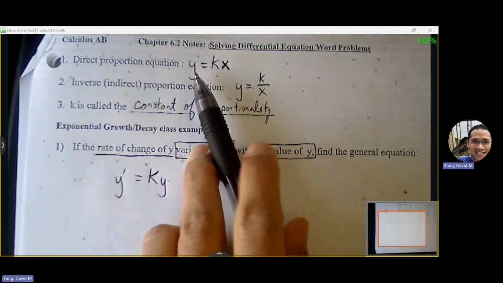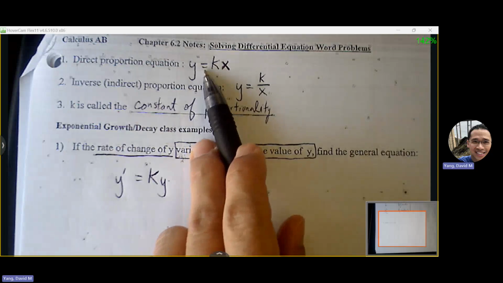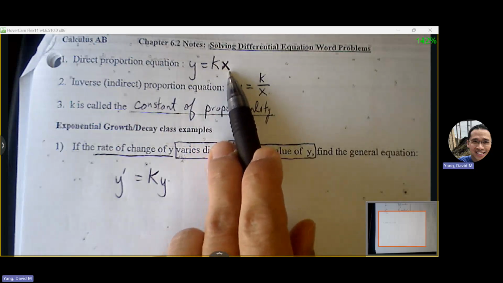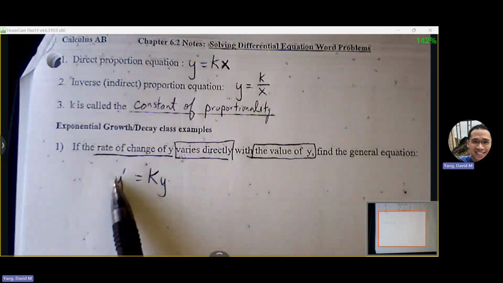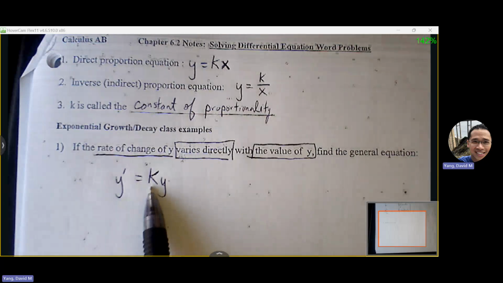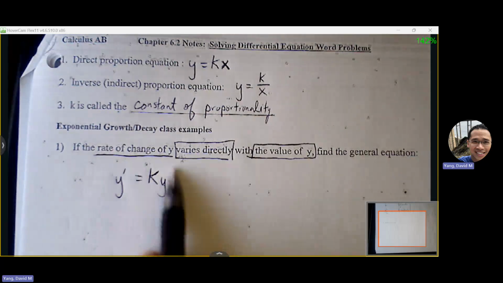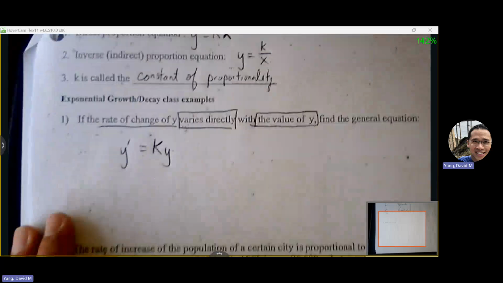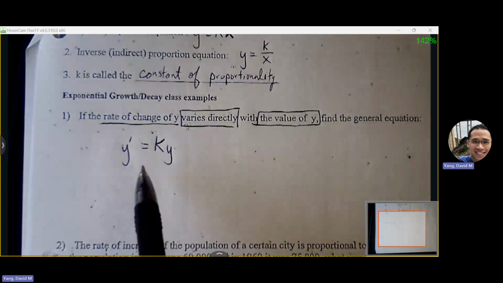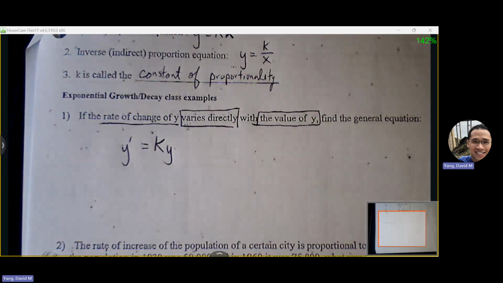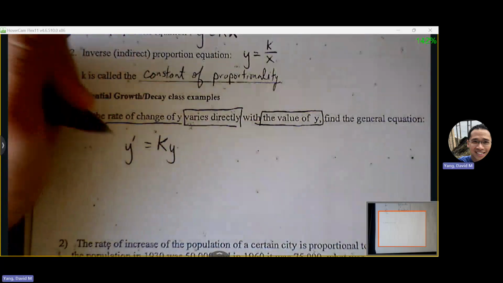So this one will be read as y is directly related to the value of x. And this one is read as the rate of change of y varies directly with the value of y. So y prime equals ky. This is our equation. This is our differential equation. And it says find the general equation. So we're going to solve this differential equation. So let's go through our steps here.